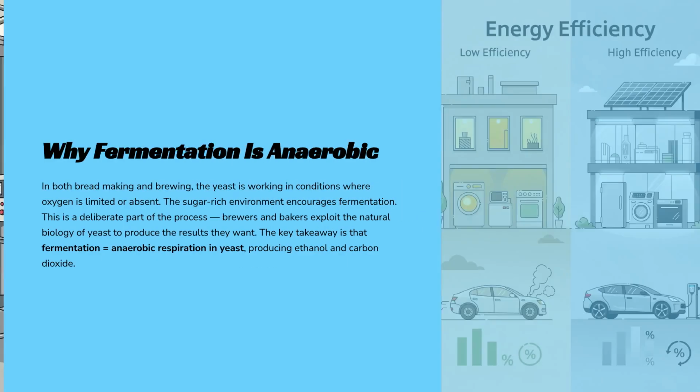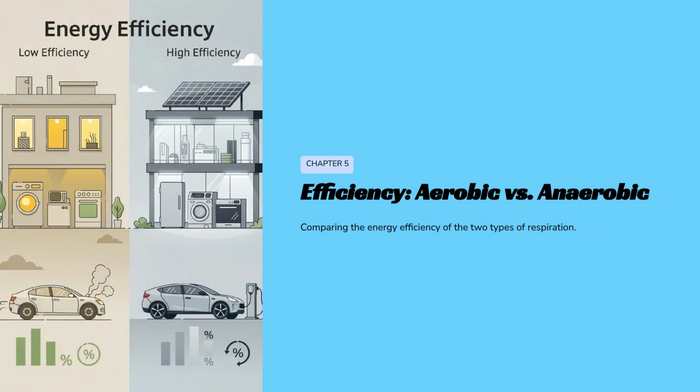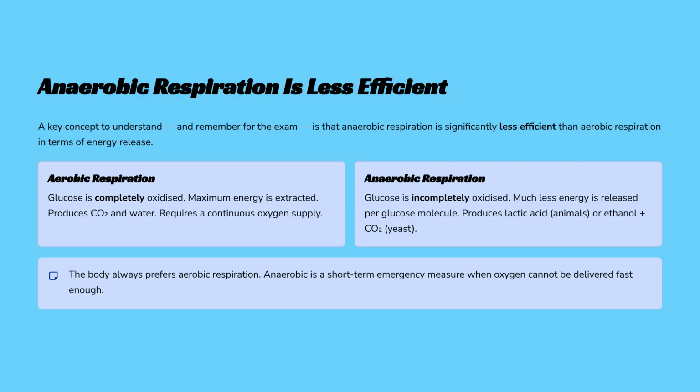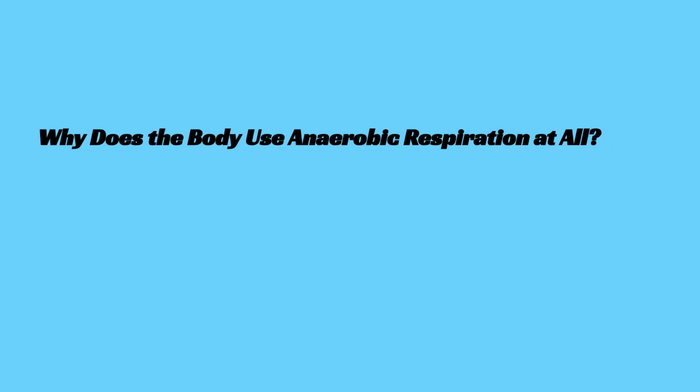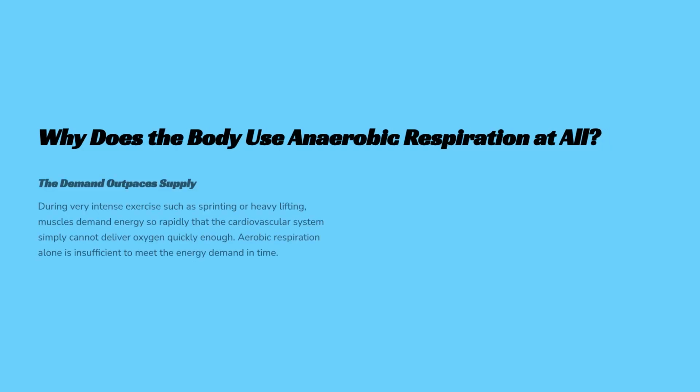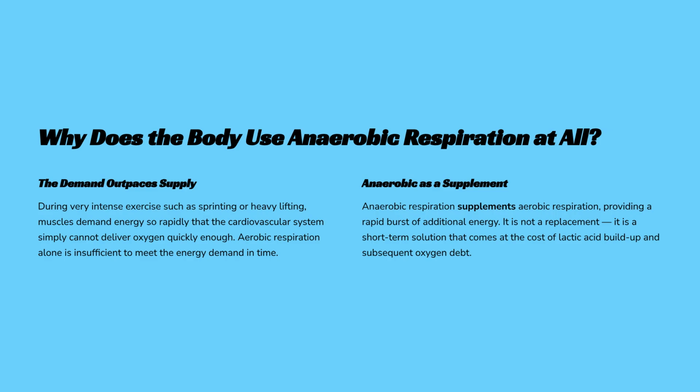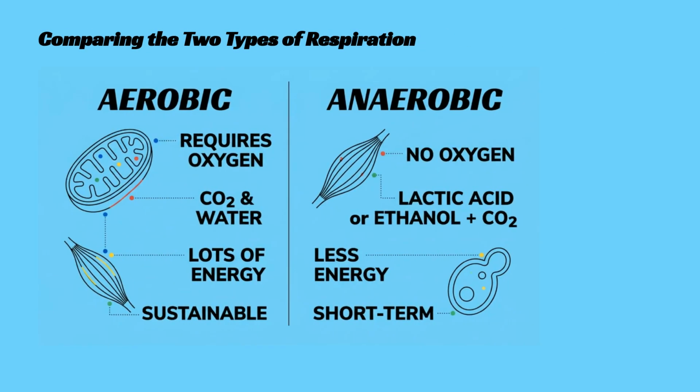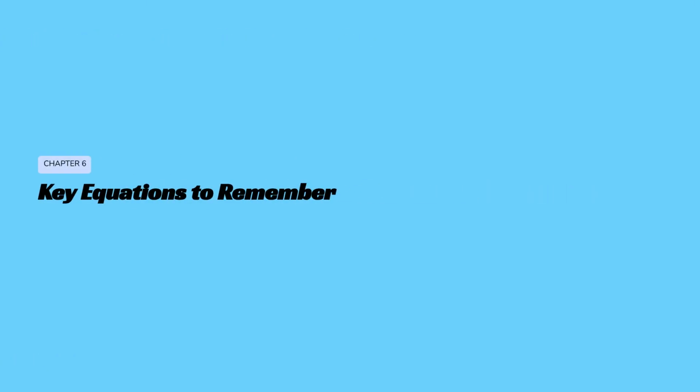Fermentation is intentionally anaerobic. By limiting oxygen, brewers and bakers utilize the natural biology of yeast to achieve their specific, desired production results. In Chapter 5, we compare the energy efficiency of aerobic and anaerobic respiration. Aerobic respiration is more efficient because it oxidizes glucose completely. Anaerobic respiration is less efficient, releasing much less energy per molecule. Anaerobic respiration is used by the body as a short-term supplement when energy demand outpaces oxygen supply, such as during intense sprints. This chart highlights the differences in conditions and products between the 2 respiration types. Recalling these details is key for your biology exam.